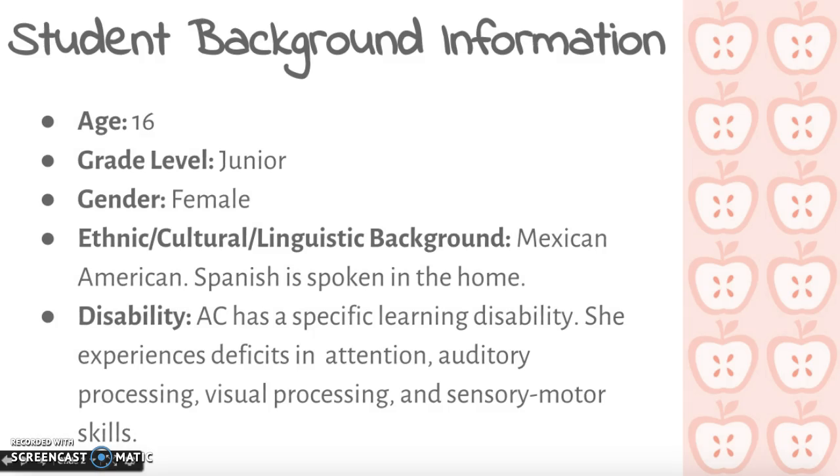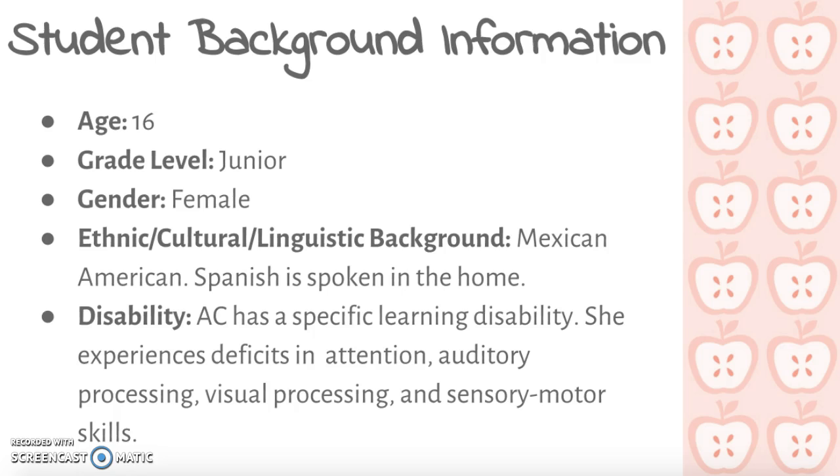So AC is 16. She is female and a junior. She is in my U.S. history class. She is Mexican American. Spanish is spoken in the home most regularly, and AC has a specific learning disability. She experiences deficits in attention, auditory processing, visual processing, and sensory motor deficits.